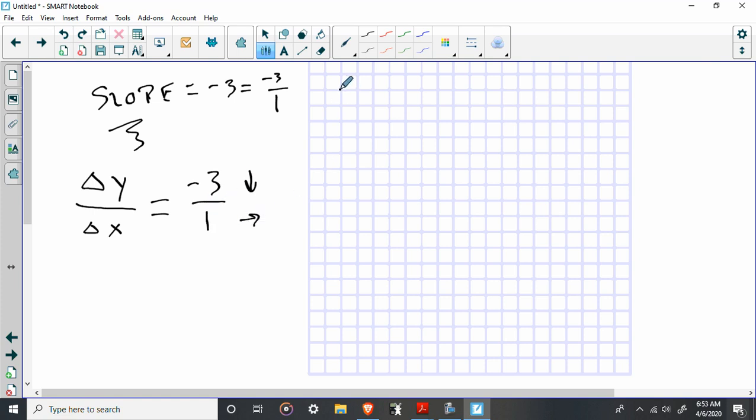So starting from here, I'm going to go down 1, 2, 3, and over 1. Again, 1, 2, 3, and over 1. Right? And I can just keep this pattern going and going and going. Okay? So again, this line is going down because it's negative.